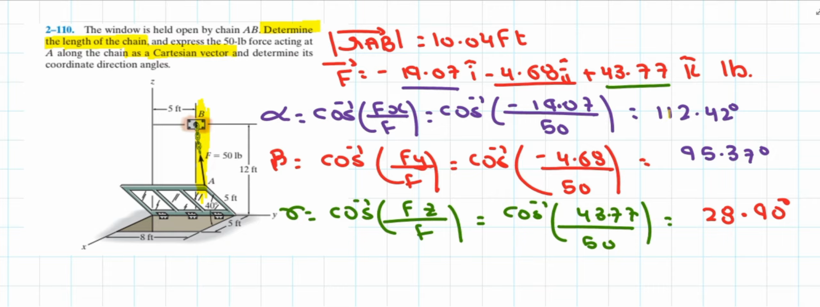Alpha, which is equal to 112.42 degrees, represents that your force F is making 112.42 degrees from the positive x-axis. Similarly, 95.37 degrees represents that your force F is making 95.37 degrees from the positive y-axis. And lastly, 28.90 degrees represents that your force F is making 28.90 degrees from the positive z-axis. So your question has been solved here, and your concept too.